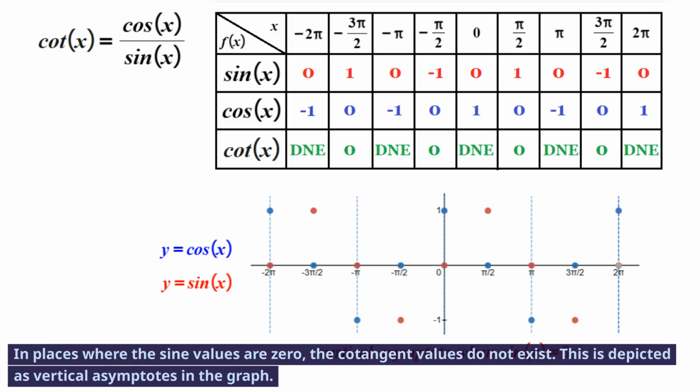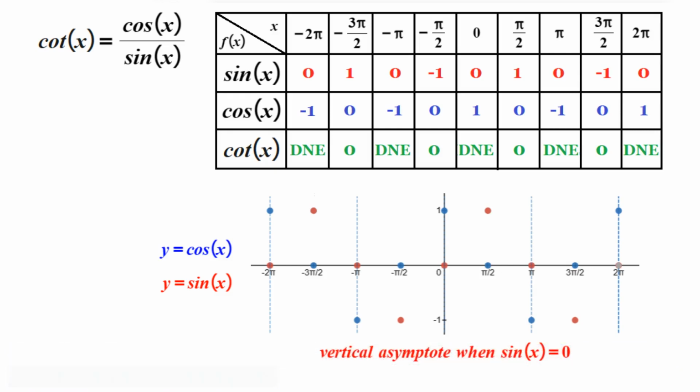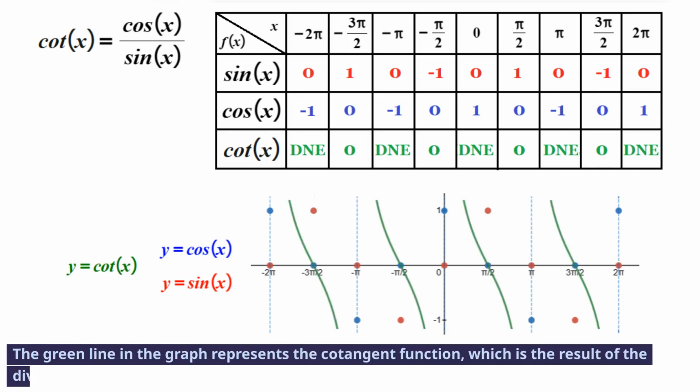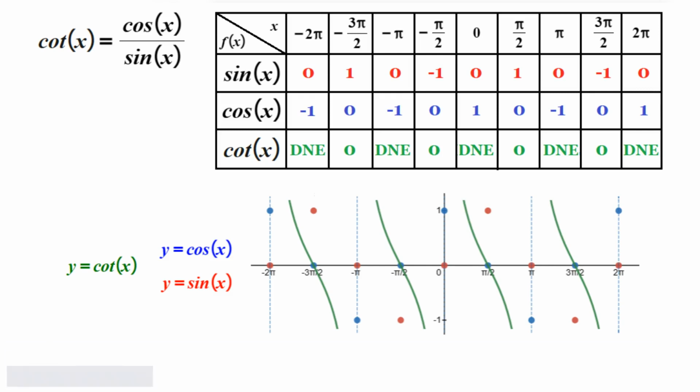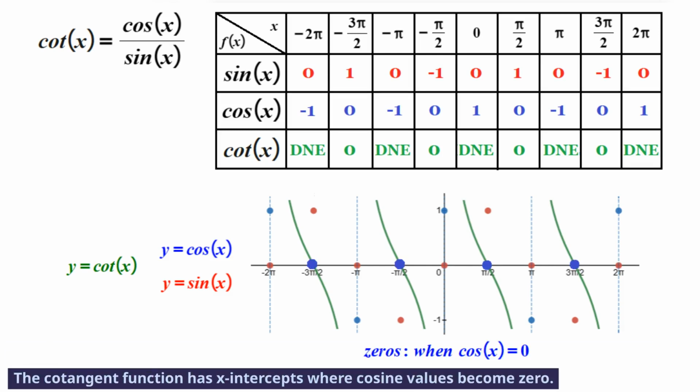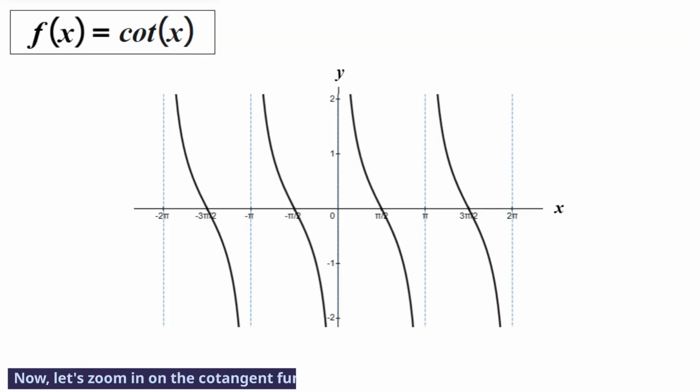This is depicted as vertical asymptotes in the graph. The green line in the graph represents the cotangent function, which is the result of the division operation. The cotangent function has x-intercepts where cosine values become 0. Now, let's zoom in on the cotangent function we've plotted.